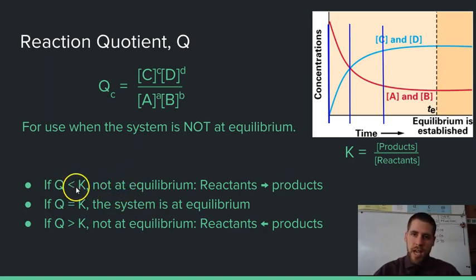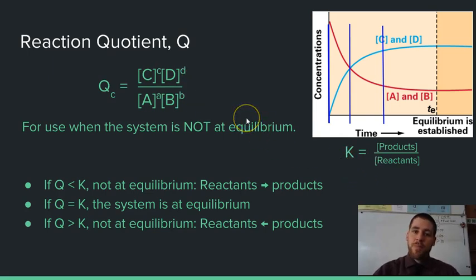If Q is smaller than K, which is the case on our graph, we still have to produce more products, right? If Q is small, that means that our numerator is also small, right? Our numerator is products. And so in order to bring Q up to match K, you have to create more products. If Q is greater than K, which doesn't appear on this graph, that means that our numerator is larger than it is when we're at K, right? And so in order to reach equilibrium, we're going to have to decrease some of our product and create more reactants in order for Q to come down to where it matches K.